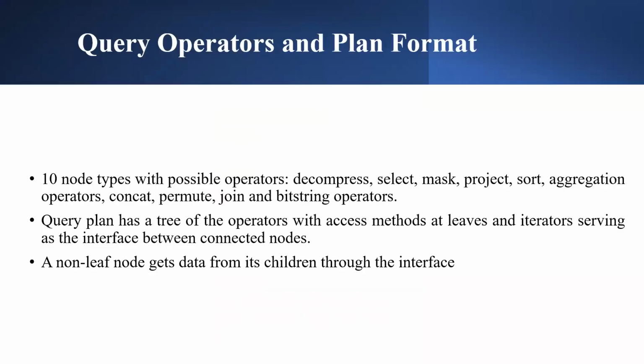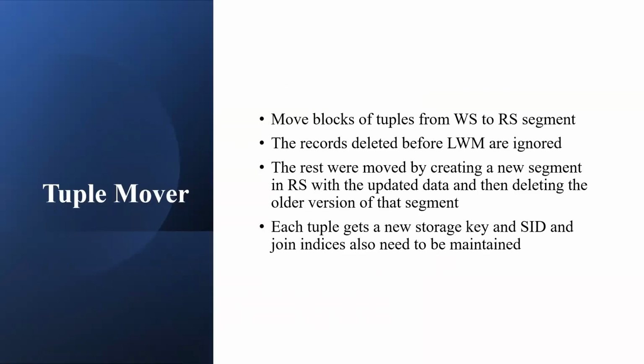So coming to what is the tuple mover. The tuple mover moves blocks of tuples from WS to RS segment. The records deleted before the low watermark are ignored. The rest are moved by creating a new segment in the RS with the updated data and then deleting the older version of that segment. So each tuple gets a new storage key and segment ID, and join indices also need not be maintained.